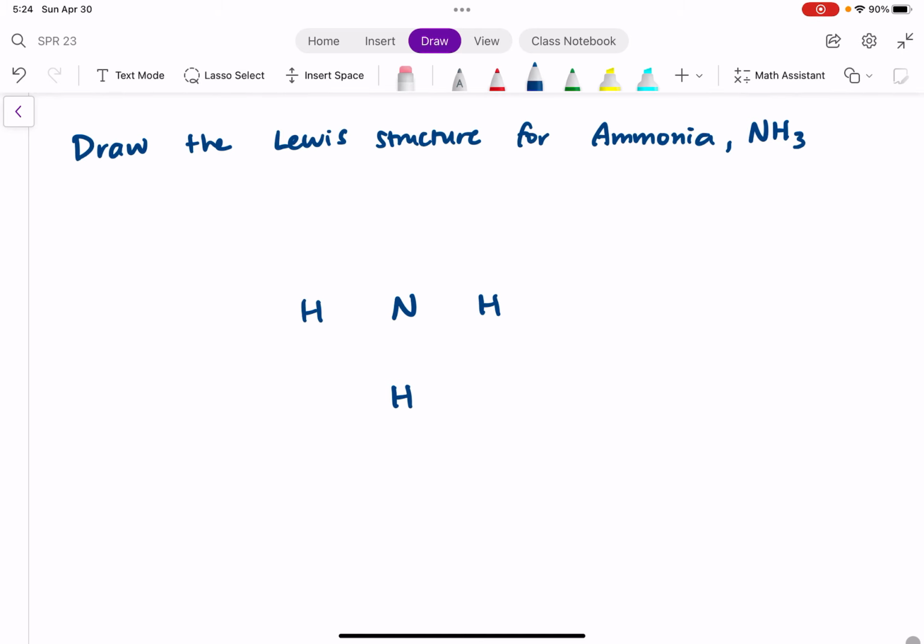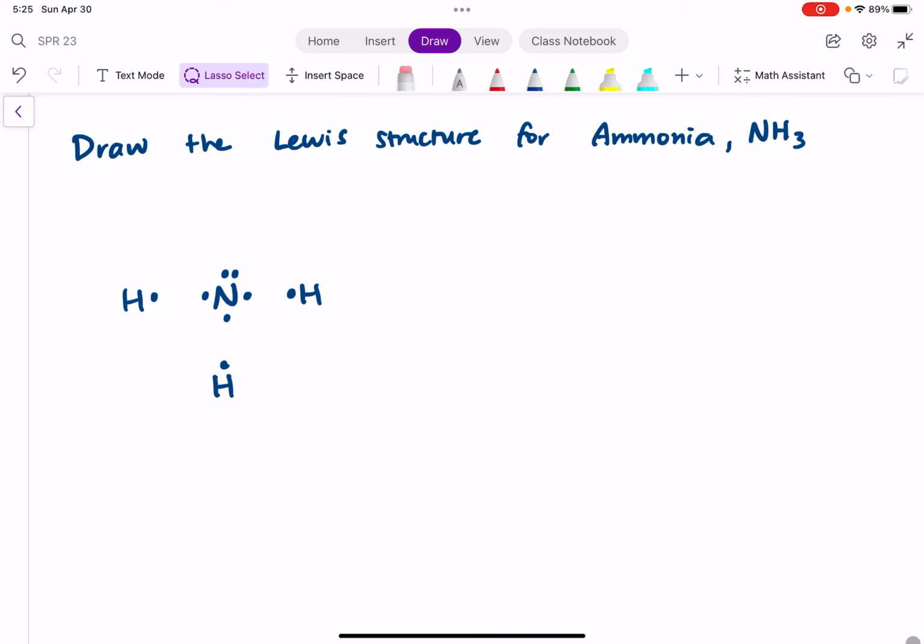So for our nitrogen, let's go ahead and draw our valence electrons. Nitrogen is in group 5A, so we have 5 valence electrons. Let's draw those: 1, 2, 3, 4, and 5. We'll put them right there. And then each of our hydrogens has 1 valence electron. The way I've drawn this, I've kind of led the witness a little bit, but that's okay. So how are we going to bond these electrons?